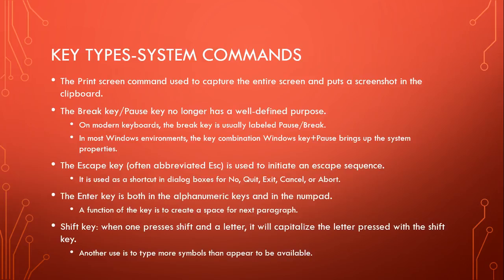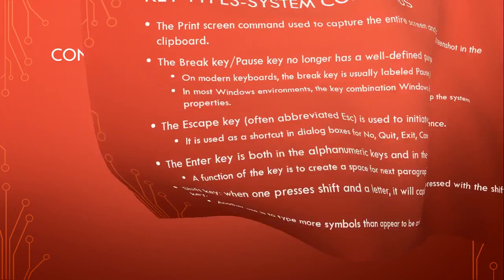Then we have the shift key. When one presses shift with a letter, it will capitalize the letter. Another use is to type more symbols than appear to be available, such as on the number row on the top of your keyboard. You have the symbols like exclamation point, at, pound, dollar sign, percent, all those. Holding shift will allow you to access those symbols.